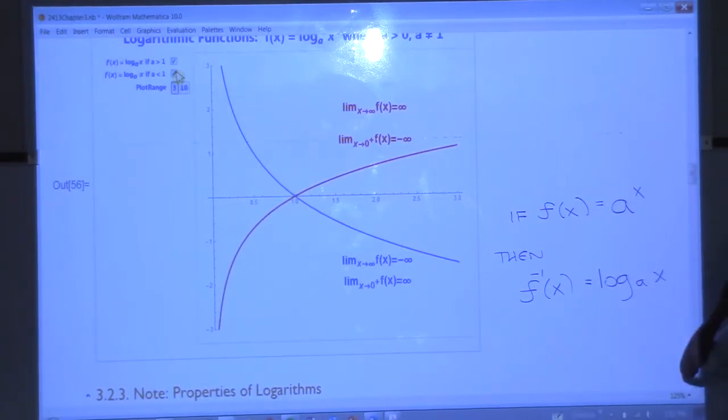So let me reiterate that. If this function was the function f of x equals 2 to the x, that would be exponential growth, right? And then its inverse would be log base 2 of x. And it would look like the red one or the blue one? The red one. Okay? Now if this was f of x equals, let's say, 1/4 to the x, that would be exponential decay. And the inverse function would be log base 1/4 of x, and it would look like the blue one. Okay?